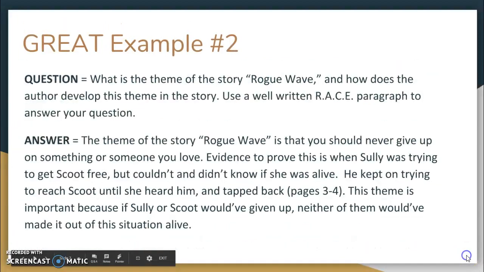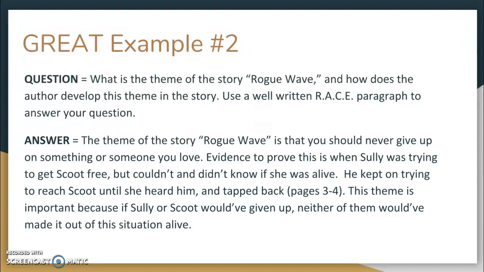Last but not least, I want to show you a really awesome example. This scored a 100. This was from my 7th grade classes, and they said the theme of the story, Rogue Wave, is that you should never give up on something or someone that you love. So that's a very, very specific answer to the question. They didn't just say it's about love. They said something or someone that you love, never giving up on them.